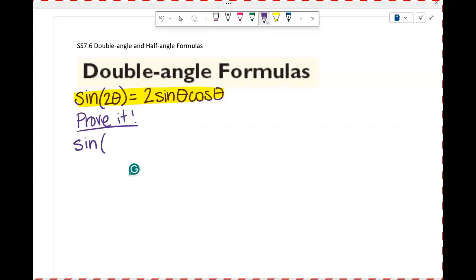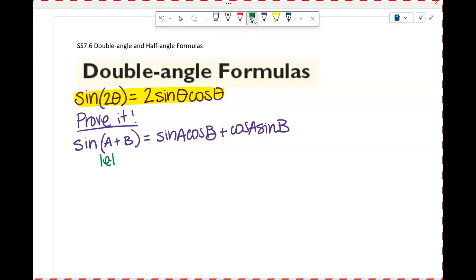As you guys already know, you have sine of A plus B. The identity for that is sine of A times cosine of B, my bad, sine of A times cosine of B plus cosine of A times sine of B. Now, what if I said, guys, let angle A be exactly the same as angle B. Let A be the same as B.